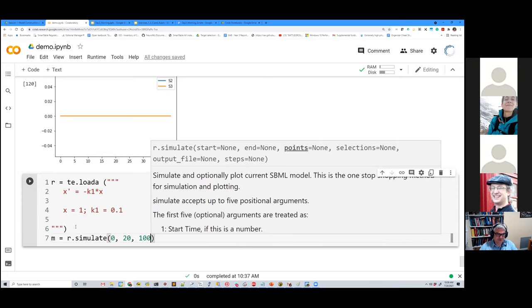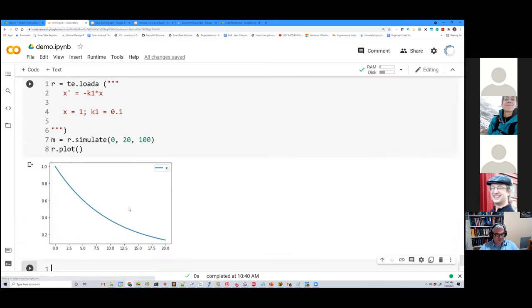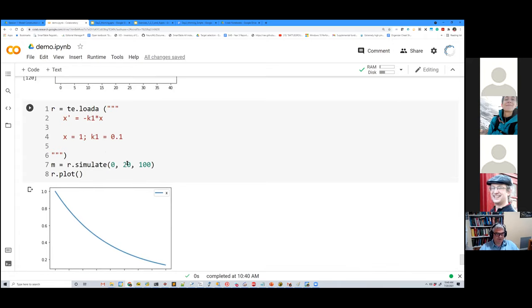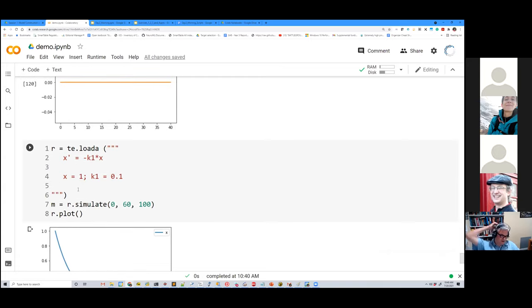0, 20, 100. And it won't surprise you that if you run this, you get an exponential decay. If I run it for a bit longer, perhaps, you still get an exponential decay. Now, that's a pretty uninteresting model.